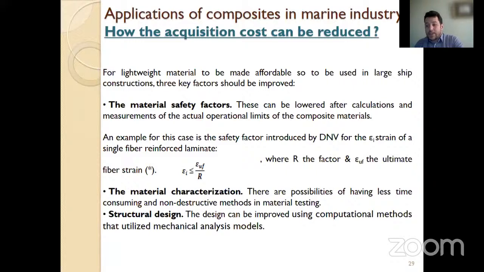So how can the acquisition costs be reduced to use these lightweight materials? For lightweight materials to be made affordable, so they can be used in large ship construction, three key factors should be improved. The first one is the material safety factors. They can be lowered after calculation and measurement of the actual operational limits of the composite material. The second factor is the material characterization. There are possibilities of having less time-consuming and non-destructive methods in material testing. And the third factor is structural design, which can be improved using computational methods that utilize mechanical analysis models.